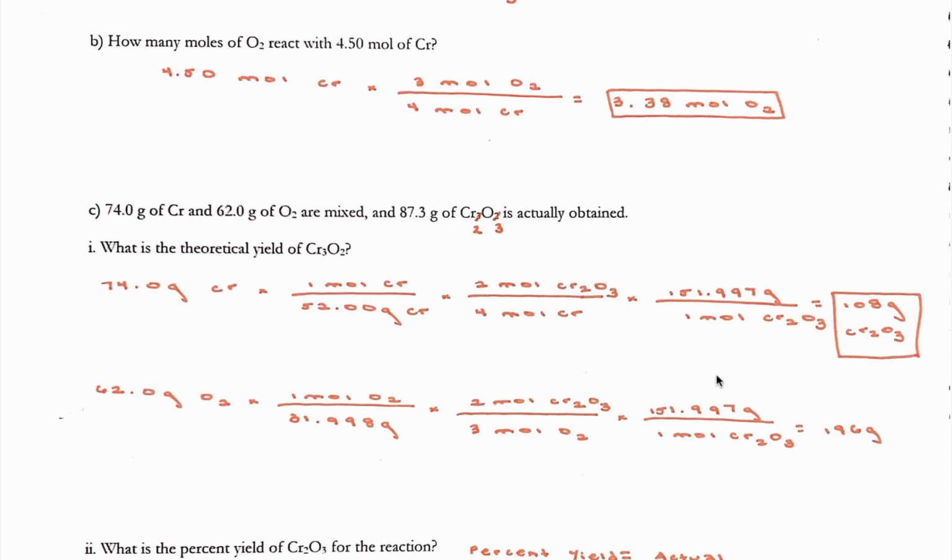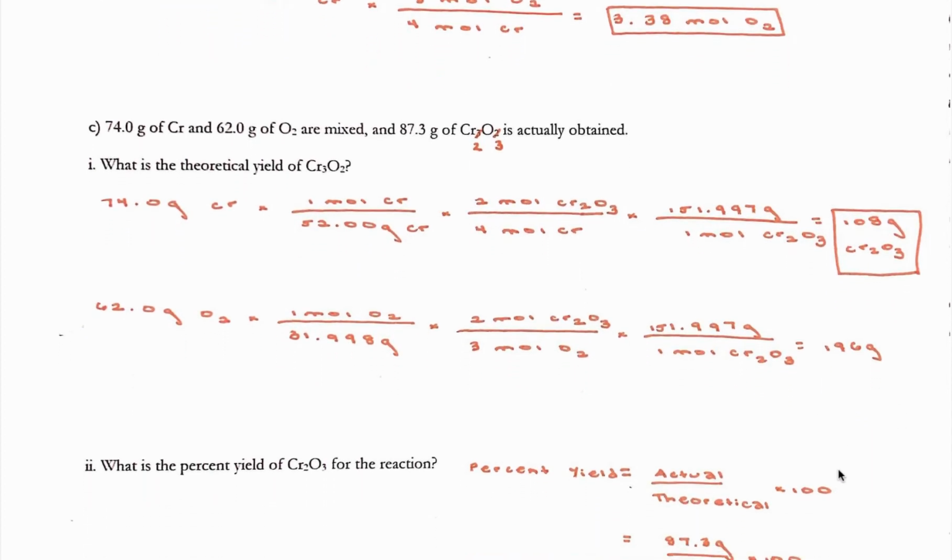Okay? So make sure when you're doing this, you've got to box your answer. So you're going to box 108 grams because that's the amount that theoretically should be produced, not 196. If you box both answers, I cannot give you full credit.